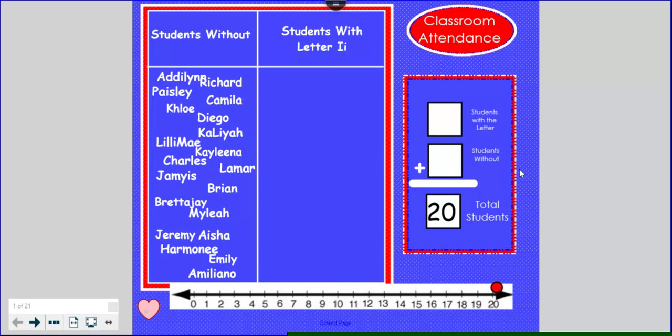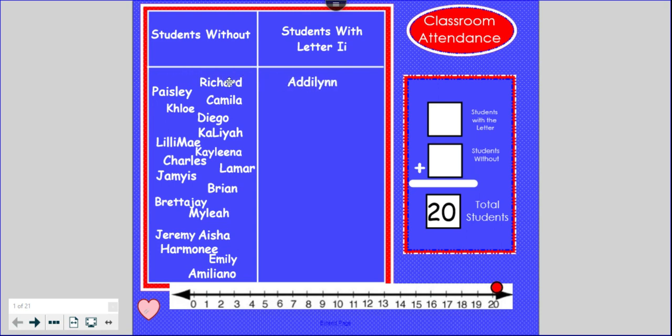We're going to start off with making a number sentence, and we are going to sort the friends who have the letter I in their name and those who do not have the letter I in their name. So we're looking for either a capital or a lowercase letter I. So let's take a look at all of our friends' names.